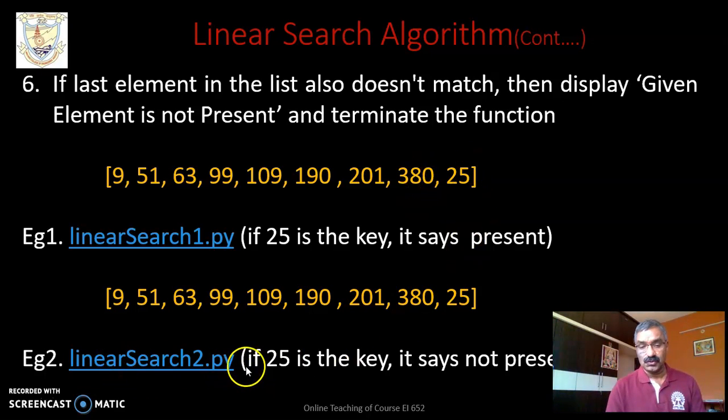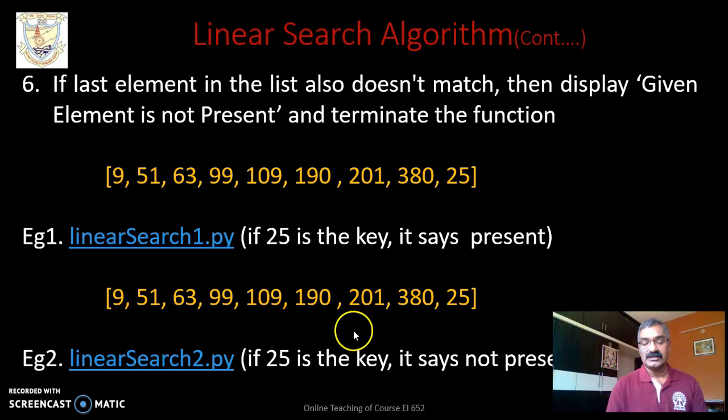Whereas linear search 2 expects the list to be in order, say ascending order. Since 25 is present at the end, in fact its position should be the second one. After 9, 25 should be present. The second searching program, linear search 2.py, says this element 25 is not present.